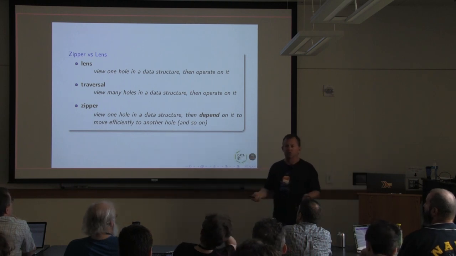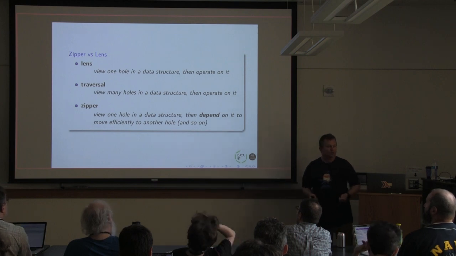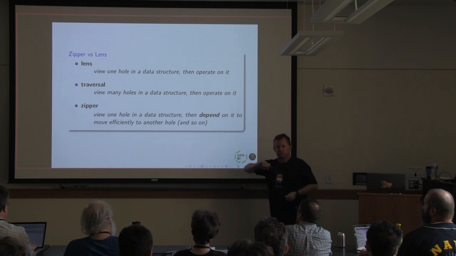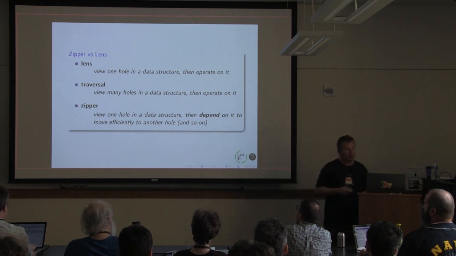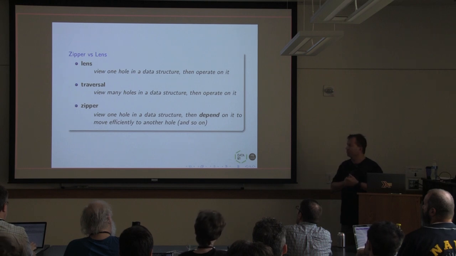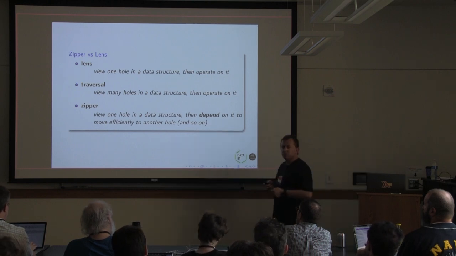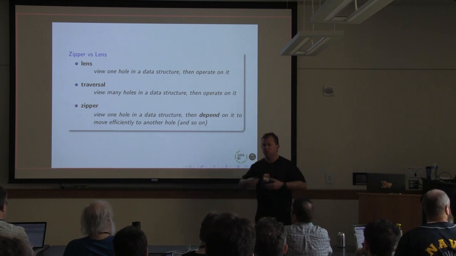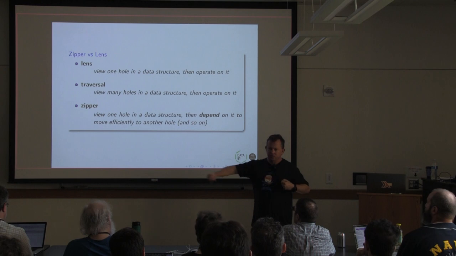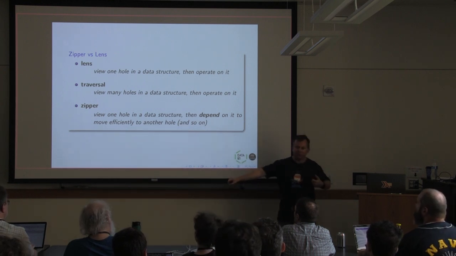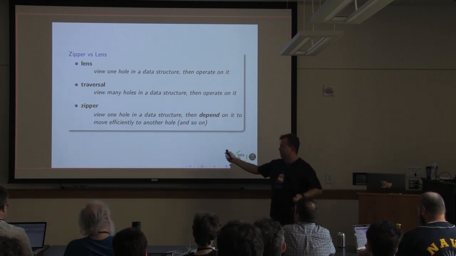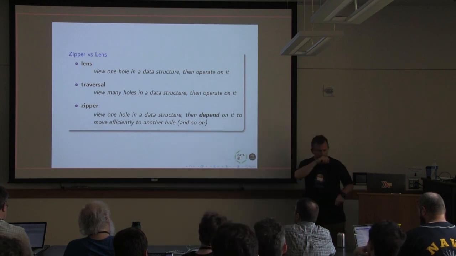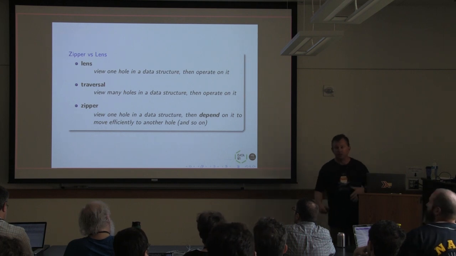Lenses are for viewing one hole in a data type, just like zippers are, but zippers keep context. And traversals, zero to many holes. I can talk all day about those if you like, but that's not what we're here for, right? So think about lenses like it's one hole inside a structure, but you get no context. Traversals are zero to many holes in a structure, and you still get no context. A one-hole context zipper is one hole, and you do get context. And there are n-hole zippers where you keep the context.